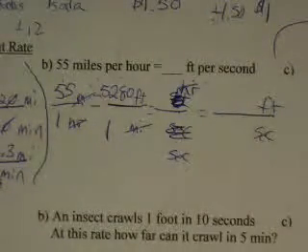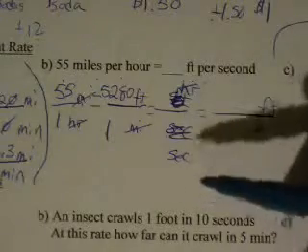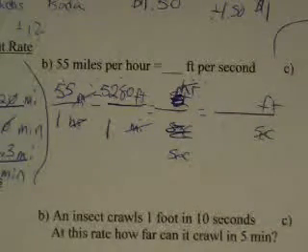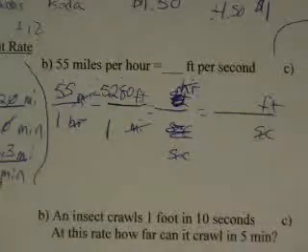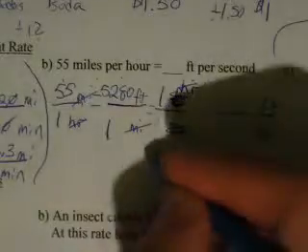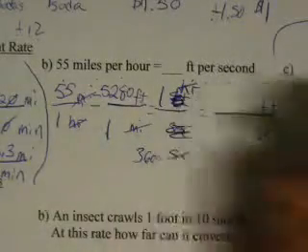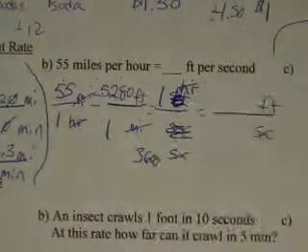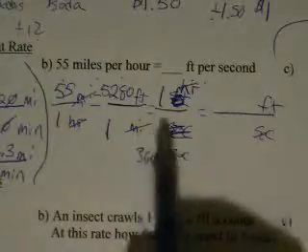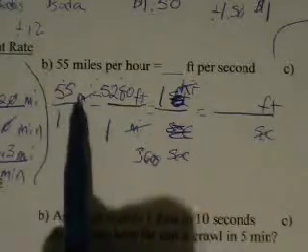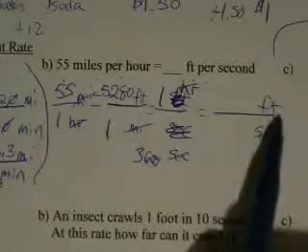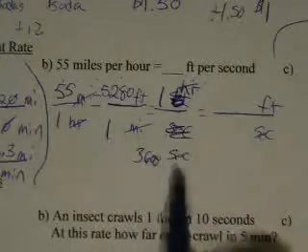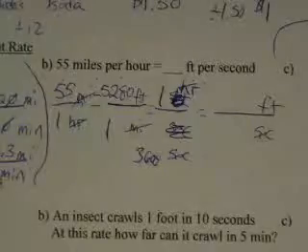Okay. Next question. Do you know how many seconds are in an hour? You probably figured it out. There's 60 seconds in a minute. There's 60 minutes in an hour. So 1 hour is 3,600 seconds. Now, look at my units. Miles gone, hours gone. What's left? Feet up top, which is what I wanted. Seconds down below, which is what I wanted.